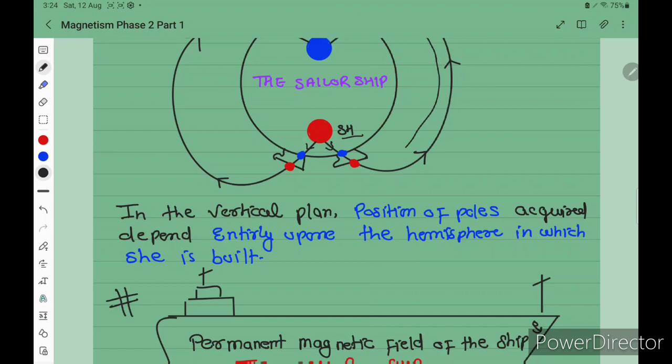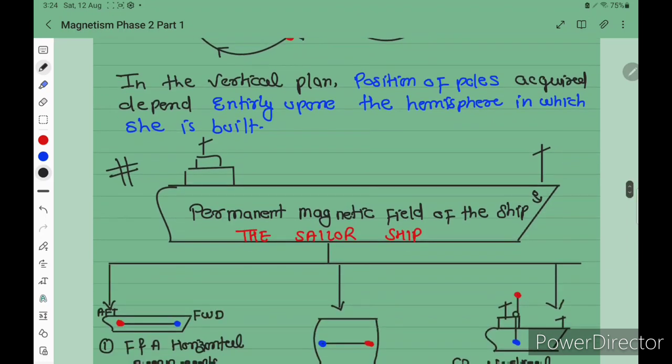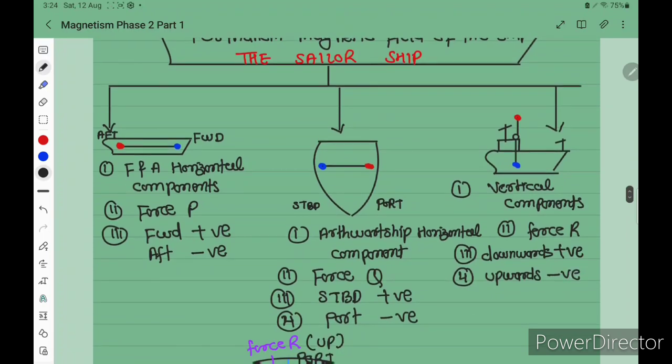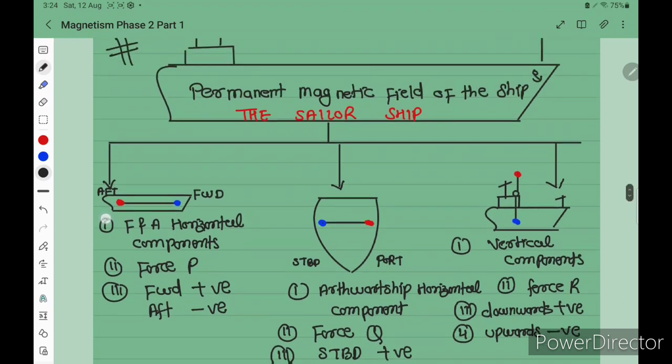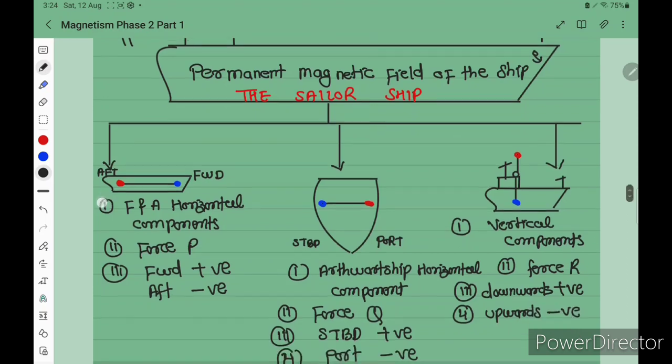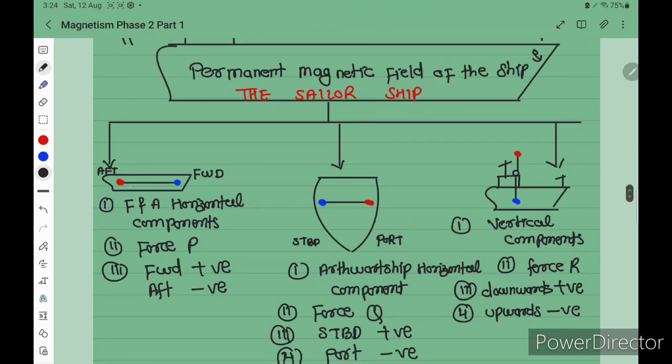So I already explained that. Now the permanent magnetic field on the ship, fore and aft. The permanent magnetism on the vessel has three forces: force P, force Q and force R. So we discuss this permanent magnetic field on the ship. Force P acts in the forward and aft direction. So blue is forward and red is aft. Forward and aft horizontal component, force P.